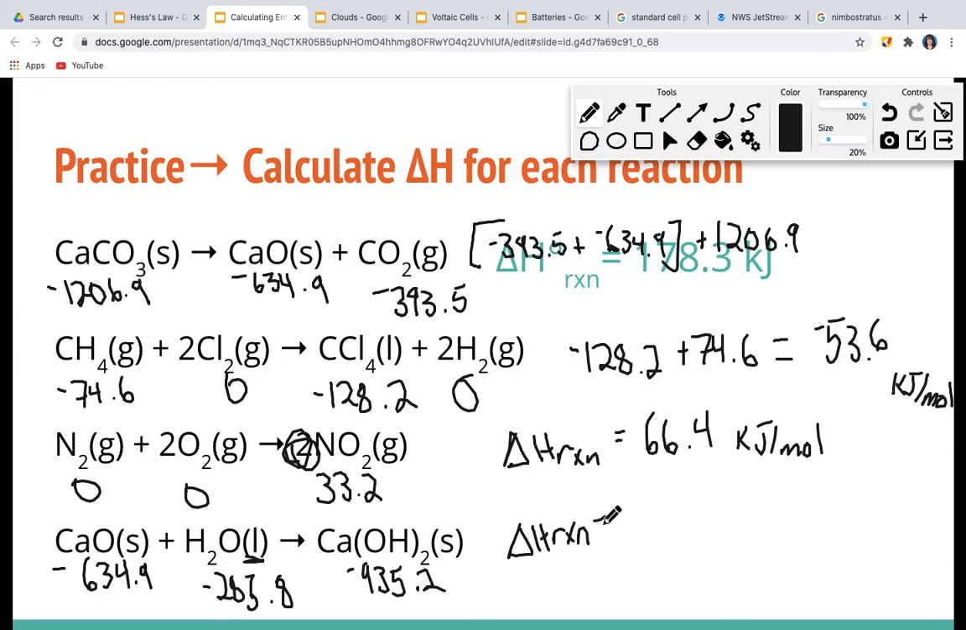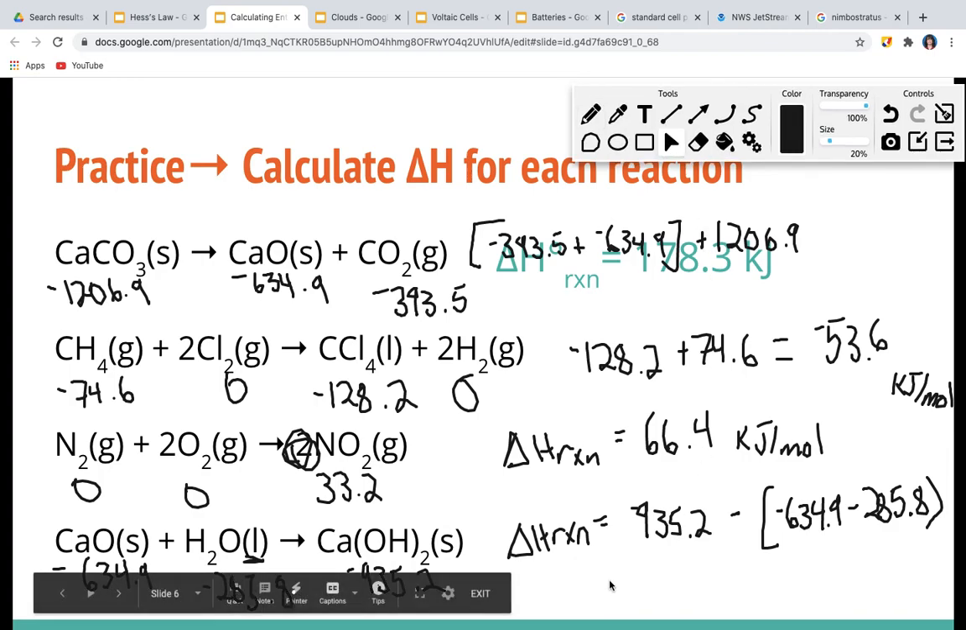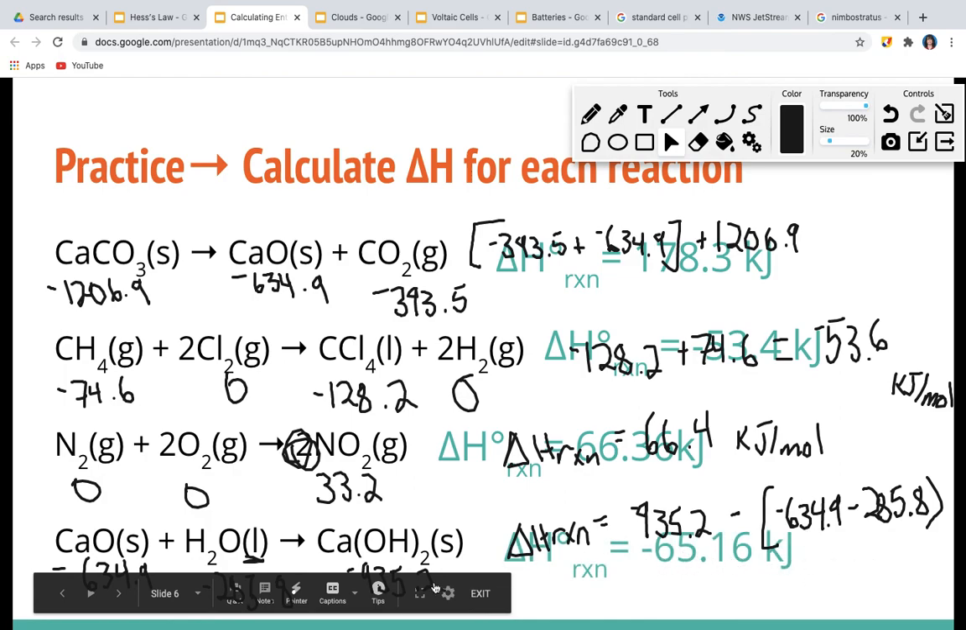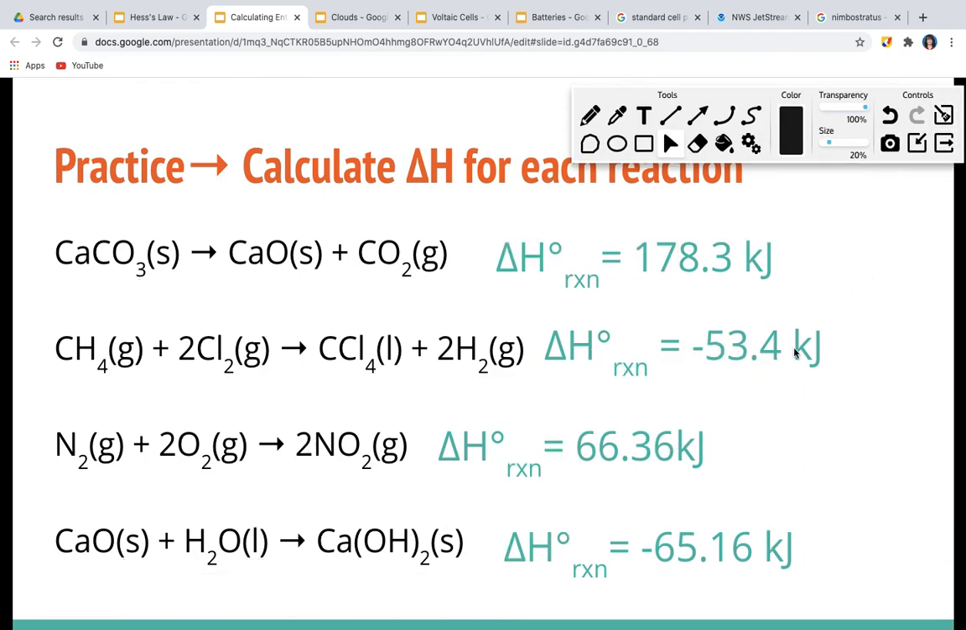for this one, we've got our product, which is negative 935.2. We're going to subtract from that negative 634.9 plus a negative 285.8. So if we calculate that all out, we have negative 65.6 kilojoules per mole. Okay?